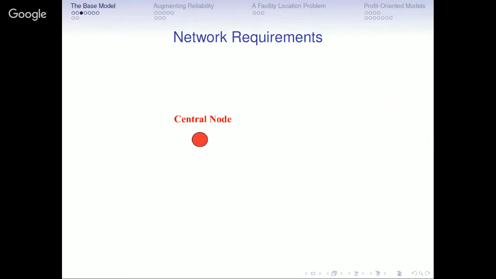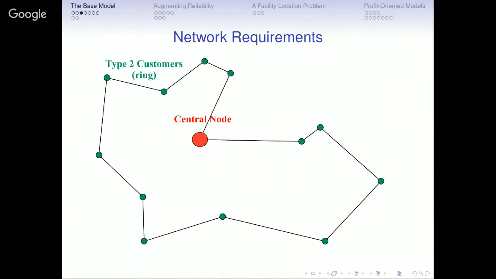We have a central node. We don't think about a specific application yet, just a central node that is distributing some information or creating some connectivity to two types of customers. The first type is the type 2 customer. These are the green nodes. I will always use green for type 2 and blue for type 1. These type 2 customers need to be on a ring or cycle structure when being connected to this central node. So here we have one ring, which collects all these customers and then creates a cycle that comes back to the central node.